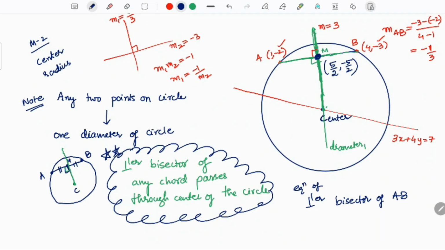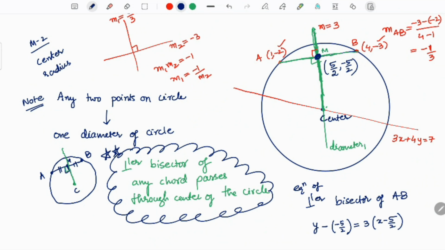Equation of perpendicular bisector of AB. Okay. Yeah, you know the slope and you know a point. You can do this: y minus y1, the y coordinate of the point, is equal to slope times x minus x1, the x coordinate of the point.